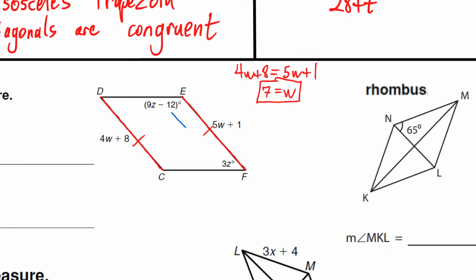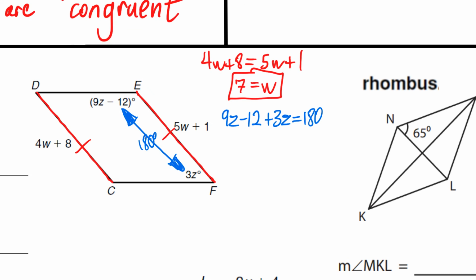Okay, let's say I wanted to find the value of Z. What do I know about these two angles right here? Good. These two add up to 180 because they're consecutive angles of a parallelogram, so they're supplementary. So it's going to be 9Z minus 12 plus 3Z equals 180. Add your Z's, you get 12Z, then add the 12 to the other side. So 192 equals 12Z, divided by 12. Z equals 16 on this one.